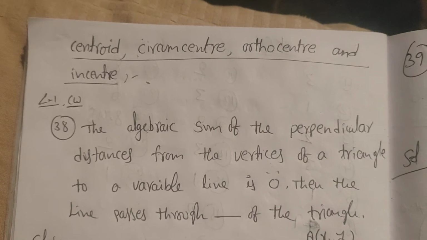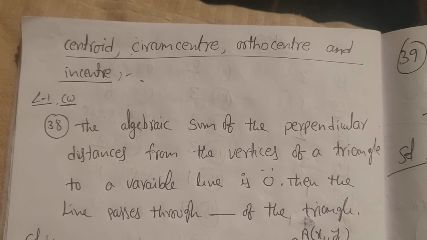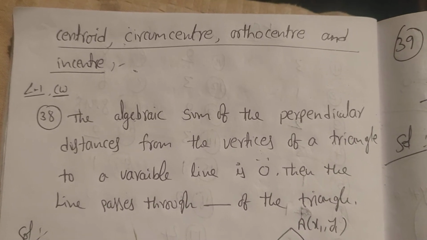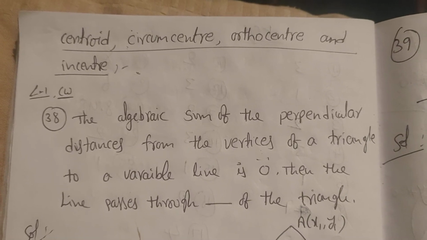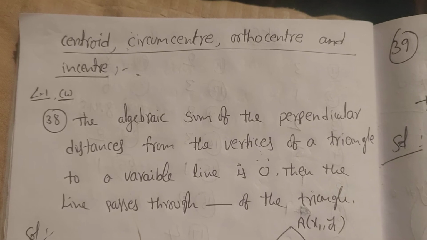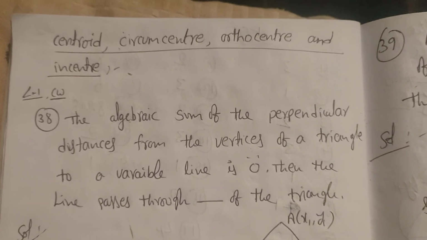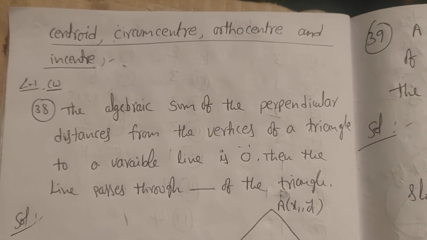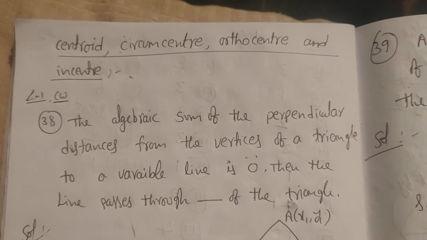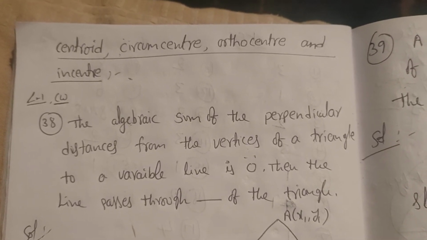Good morning, students. Today we are going to discuss some problems based on centroid, circumcenter, orthocenter and incenter. All of you know about these. Let me remind you: what is centroid? The point of concurrence of medians is called centroid. What is circumcenter? The point of concurrence of perpendicular bisectors.